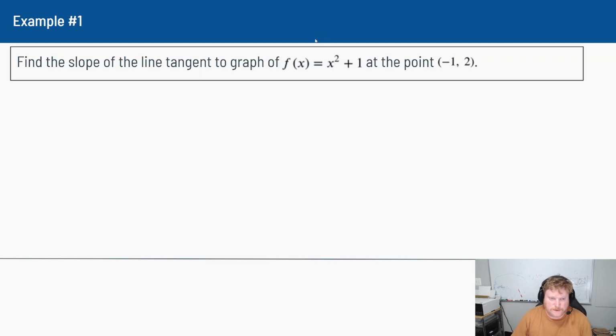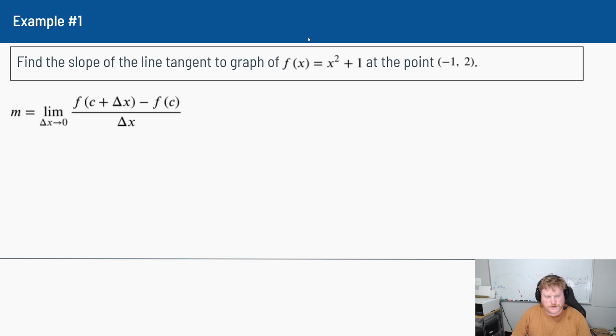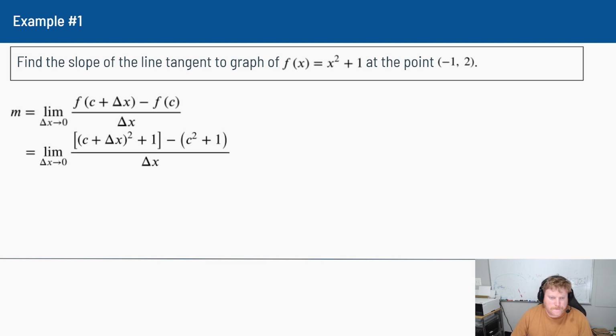So let's look at an example. Find the slope of the line tangent to the graph of x squared plus 1 at the point -1, 2. So we're going to use this formula to find the slope of the line at c, in this case being -1. So we plug in c plus delta x to my function, so c plus delta x squared plus 1, minus the function at c.